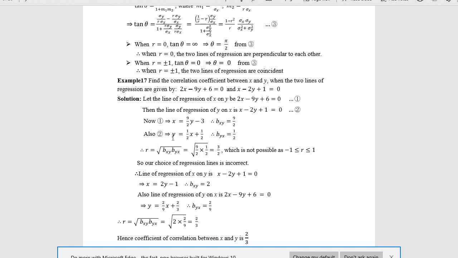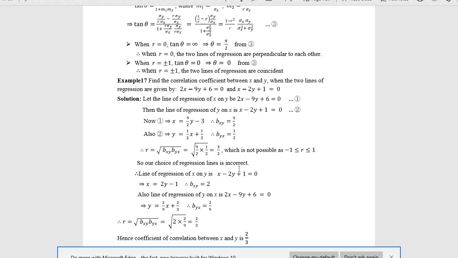And for the second equation, write y in terms of x. The choice is yours; we can select in any way. Suppose this is x on y and this is y on x, or vice versa, no problem. And r is given by root over b_xy into b_yx. Already 9 by 2 into 1 by 2, that is 9 by 4, so root 9 by 4, which is 3 by 2. Root over 3 by 2 is how much?